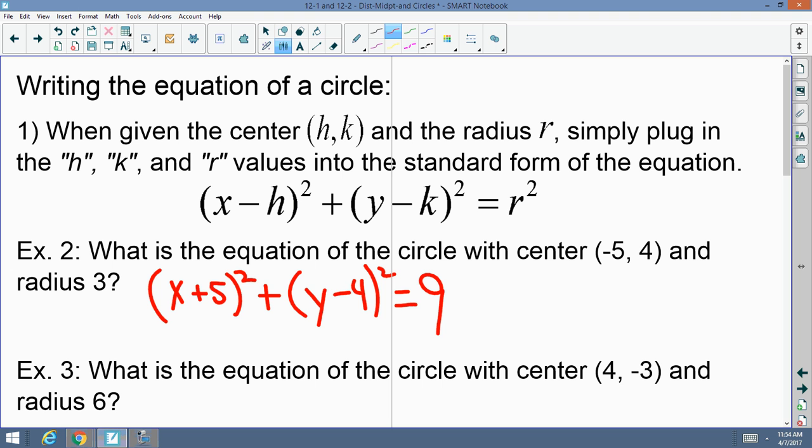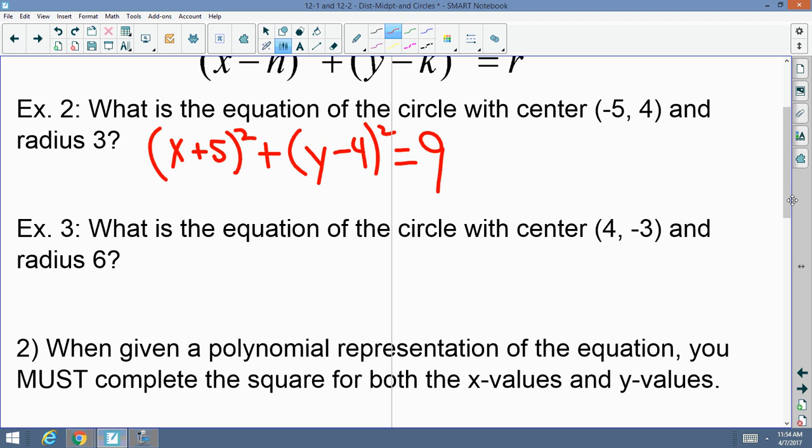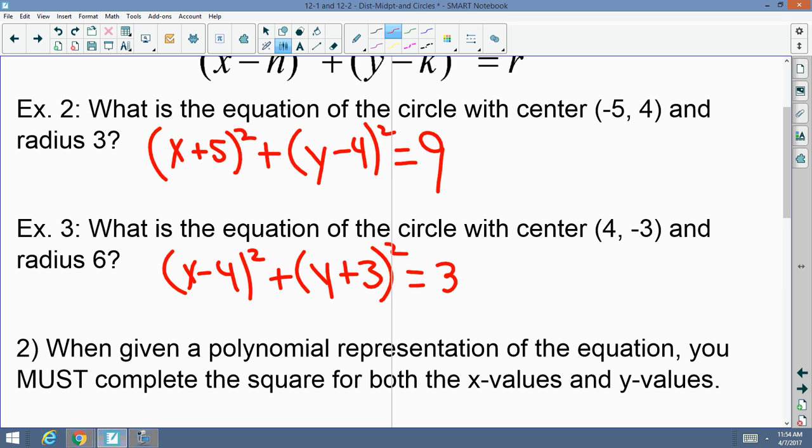Okay? And we know how to graph that already. Number 2, same thing. What is the equation of the circle with a center of 4, negative 3, and a radius of 6? X minus 4 squared plus y plus 3 squared equals 36. Beautiful, guys. Fantastic. Does that make sense?